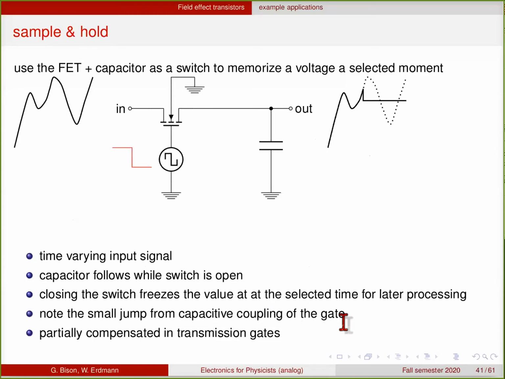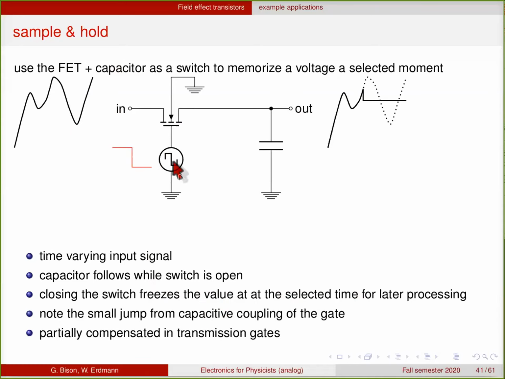Another important application of such transistor switches is sample and hold circuit. So when you use the field effect transistor and a capacitor to memorize the value of a voltage that changes over time at a certain point in time. So you want to know what was the voltage at the time when I flipped the switch. So you have this varying input signal here that goes through the switch, and the value is stored on this capacitance when you open the switch. So you can freeze the value at some selected time for later processing. For instance, then you turn on your ADC and digitize the value, or you do some other analog processing.